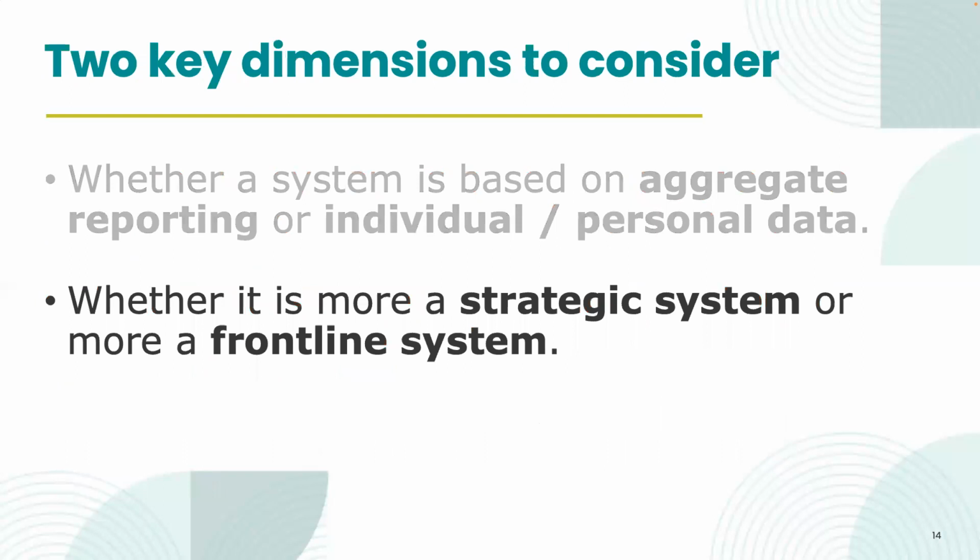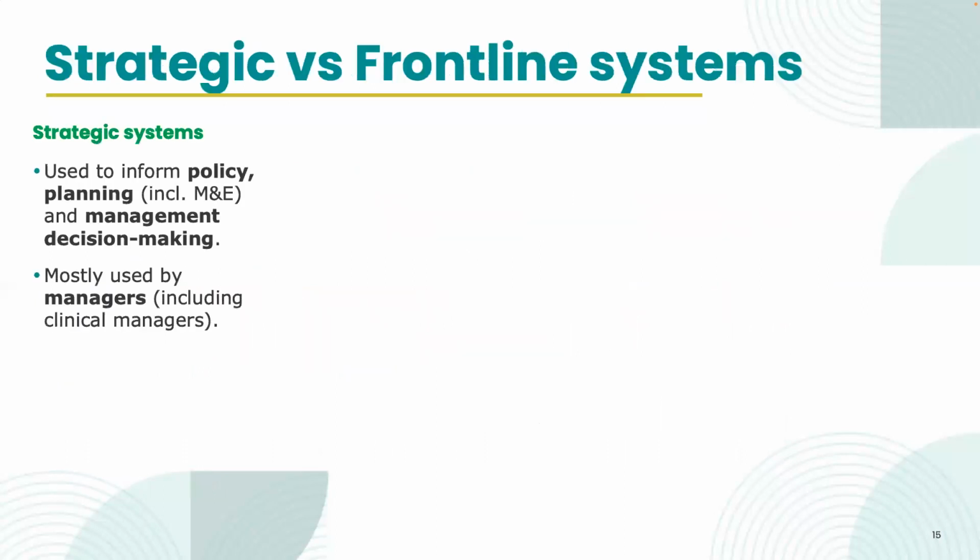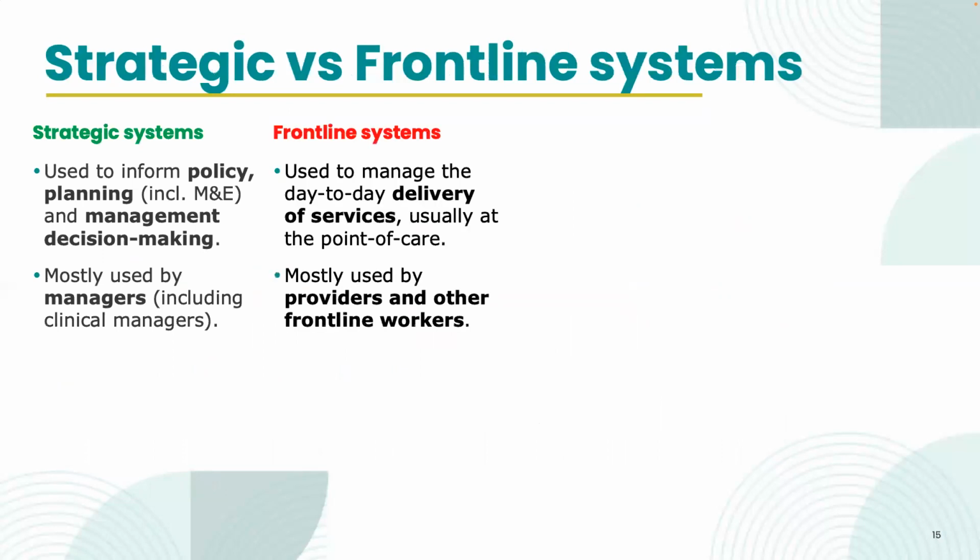So I mentioned there were two dimensions, and I now want to come back to that second dimension, which is the question: is it more a strategic system or more a frontline system? And I'll explain what I mean. Strategic systems are used to inform policy, planning, management decision-making. So they're mostly used by managers, whereas frontline systems are used in the day-to-day delivery of services, often at the point of care for patients. So they don't just provide you with management information, they actually help you in your day-to-day work delivering services.